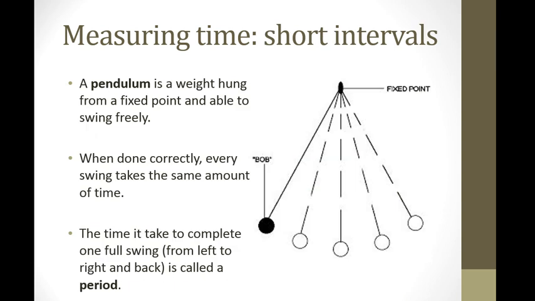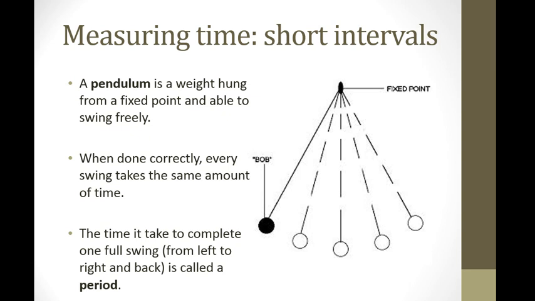Now let's take a look at measuring extremely short intervals and using what's called a pendulum. A pendulum is a weight that is hung from a fixed point and it swings freely back and forth, and we call the weight bob. When done correctly, every swing takes the exact same amount of time. Given the actual reality of air resistance and gravity, a pendulum will eventually wind down to zero, but for the first couple of swings at least, they're going to take exactly the same amount of time and they will cover the same amount of distance.